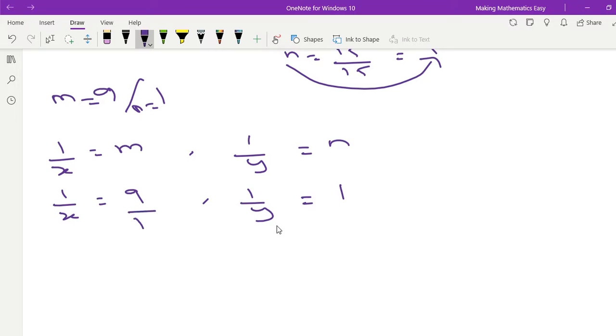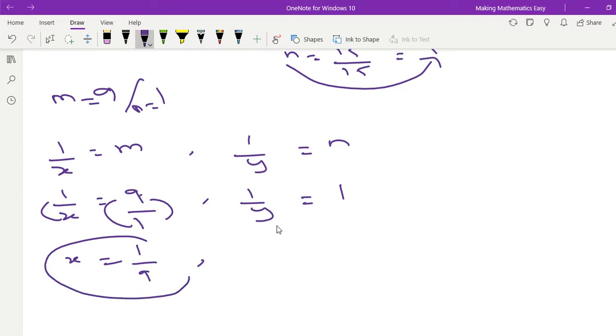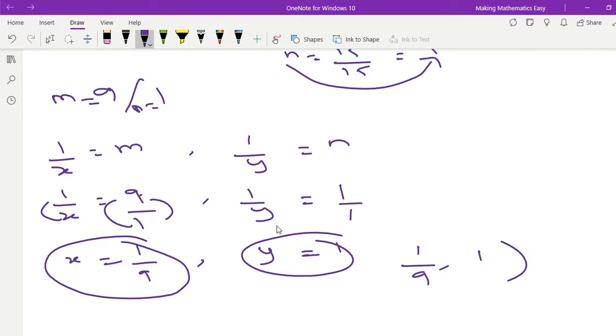So what I'll do, I'll do the reciprocal on both the sides. So this x will go in the numerator, this 9 will come in the denominator, this 1 will go on the numerator side. So this is my value of x, 1 upon 9. And in a similar way, 1 upon 1 is 1, so there is no issue. So the value of y is 1. So your solution to the equation is 1 upon 9 comma 1. This is your value of x and this is your value of y.